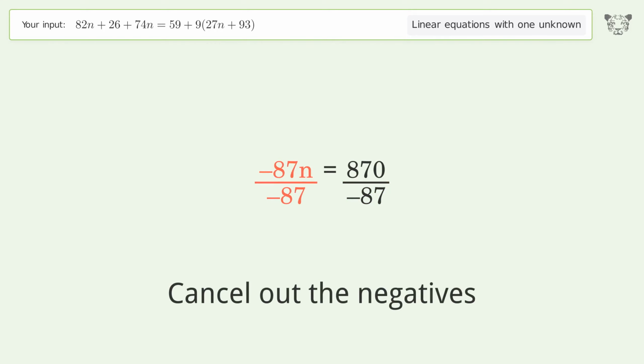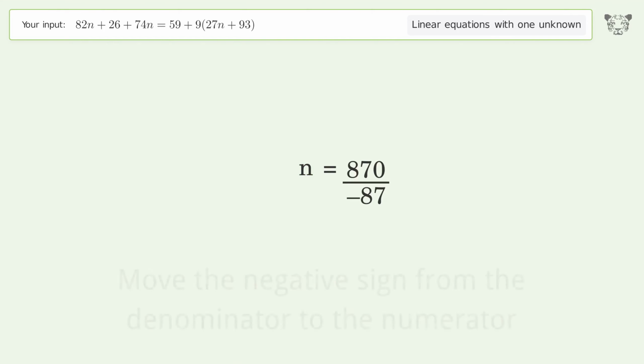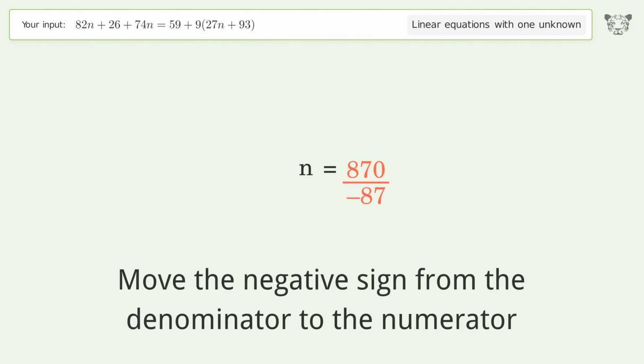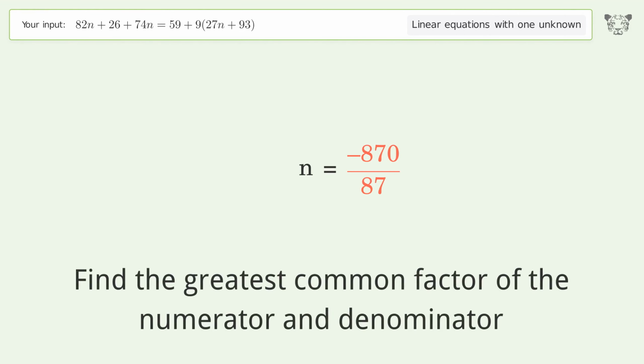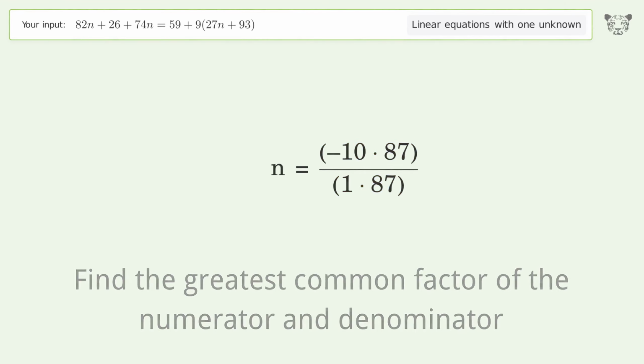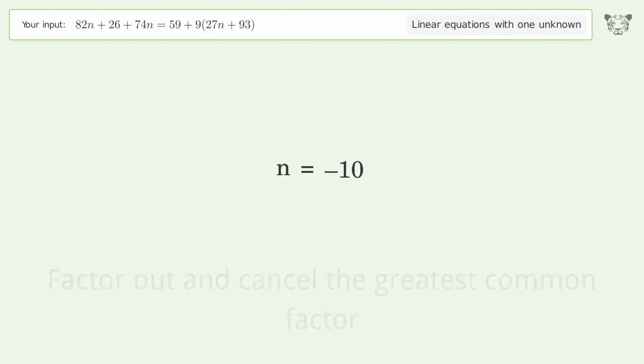Cancel out the negatives. Simplify the fraction. Move the negative sign from the denominator to the numerator. Find the greatest common factor of the numerator and denominator. Factor out and cancel the greatest common factor. And so the final result is n equals -10.